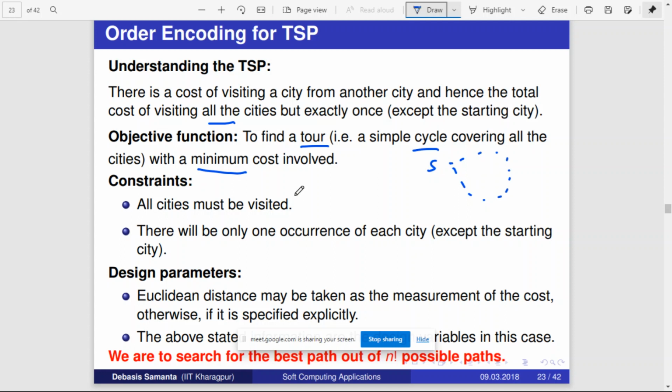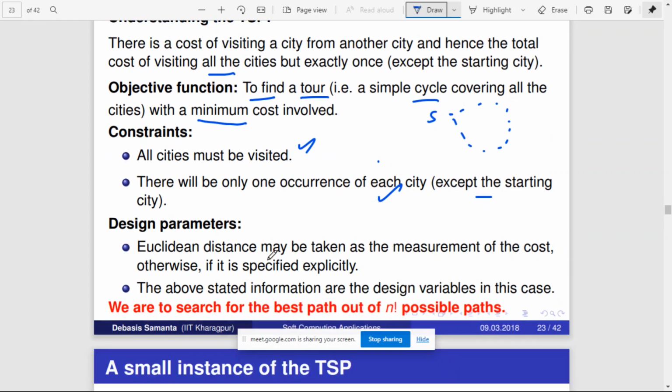These are the constraints. All cities must be visited. So this is the objective function. It is represented just as an English statement: to find a tour to visit all the cities with a minimum cost. The constraint is all cities must be visited. There will be only one occurrence of each city except the starting city. Right? And these are the design constraints. Euclidean distance may be taken as the measurement of cost. Otherwise, the distance will be specified explicitly.